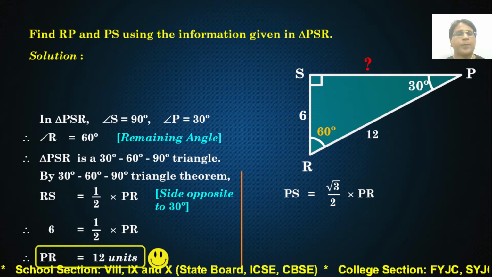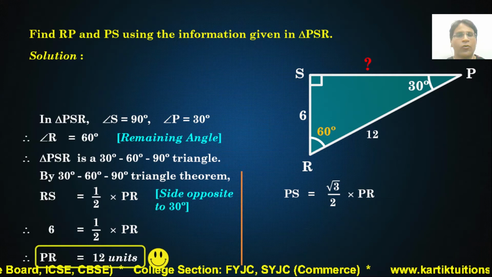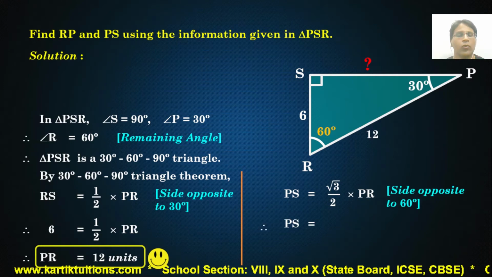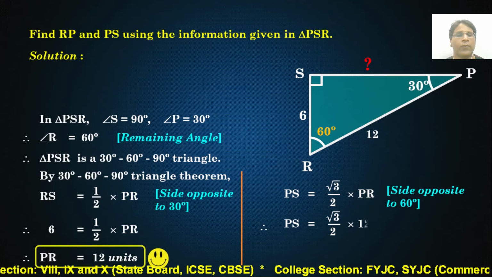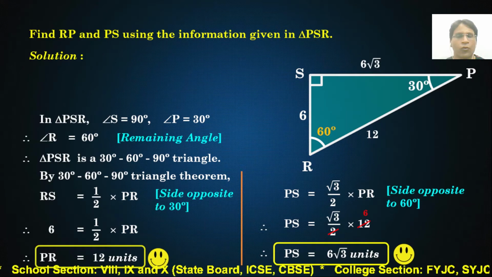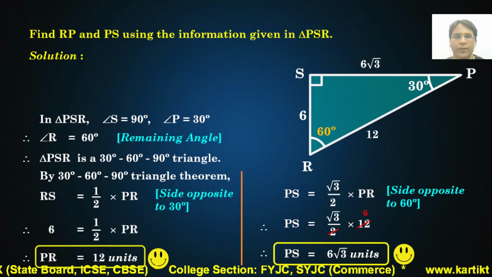Now this time we know the value of PR. So it is root 3 upon 2 into 12. Where 2 ones are, 2 sixes are. So it becomes 6 root 3 units. I hope you are understanding how to apply the 30, 60, 90 triangle theorem.